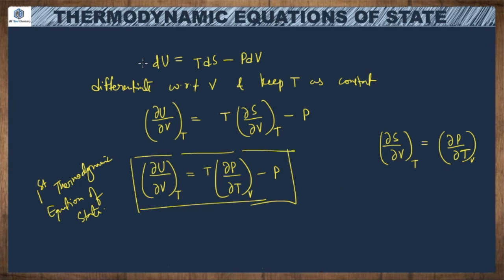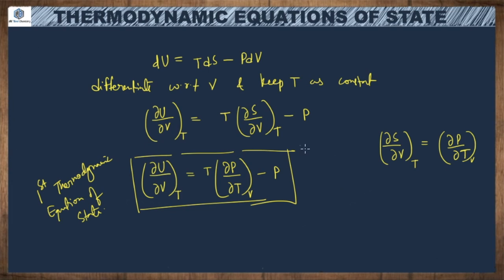The first thing I should tell you is that this particular term, that is del U by del V at constant T, you can state it like this: the change in internal energy with respect to volume at constant temperature. This is what you get from the left hand side, and this is also expressed as internal pressure.